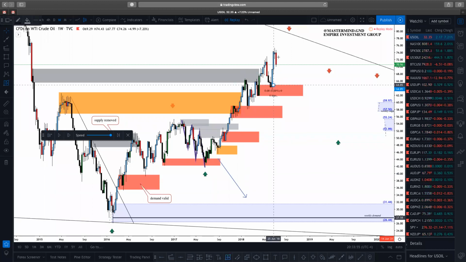So just as a reference, let's see how many pips this was. Okay, so this was probably like 1,000 pips. It has to be 1,000 pips, right? It's from 64 to 74. So 1,000 pips, and that's because you're on the weekly time frame. So it's going to be a lot of pips if you trade the weekly time frame.